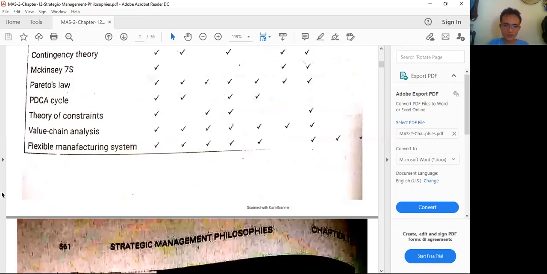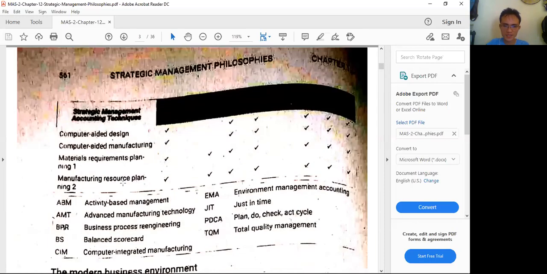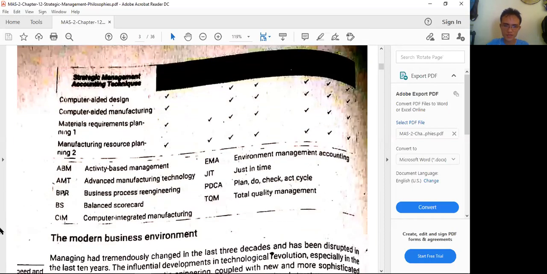To continue, after these summaries, oh my, there are so many of them. And here are our abbreviations. So we will be discussing them in detail as we go along the way.